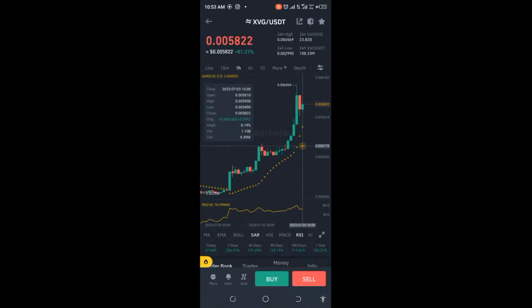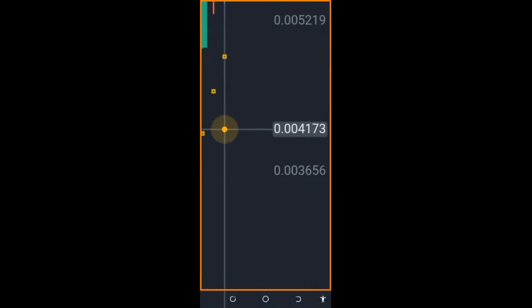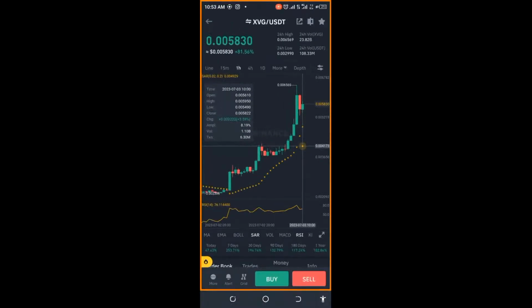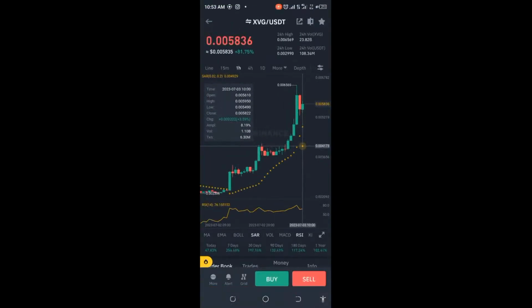I think it was supposed to be somewhere here. Let me see. Yeah, so in fact, lower than that. But just to let you know how well it ran all the way, this trade took about 2.5 hours, which is good. I mean, when I tell you about patience, patience is key.